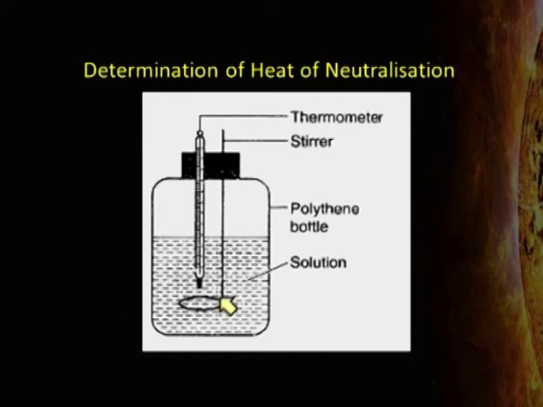Heat of neutralization, or enthalpy of neutralization, can be determined in the laboratory experimentally. The heat of neutralization of an acid or base can be easily determined with the help of a polythene or polystyrene bottle. The bottle is fitted with a rubber cork through which a thermometer and a stirrer are fitted. 100 ml each of acid and alkali of equal normality are taken in separate bottles.